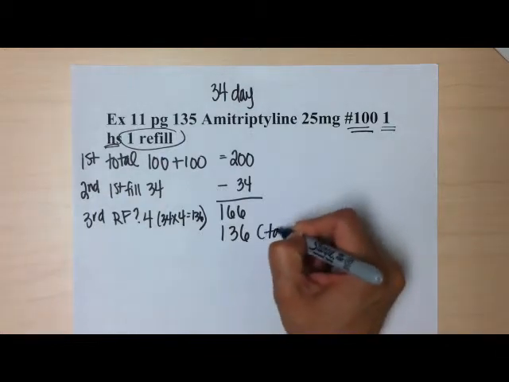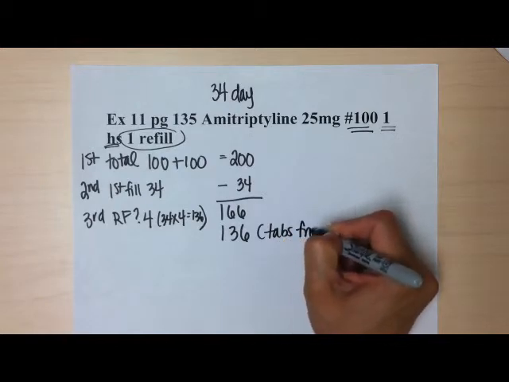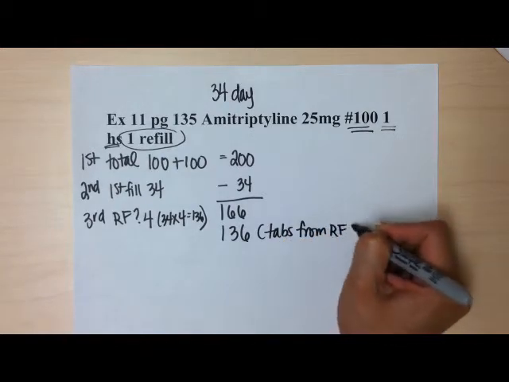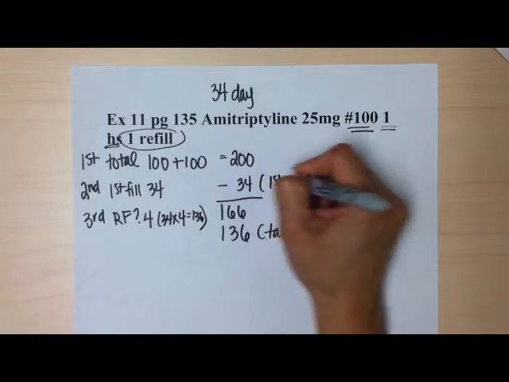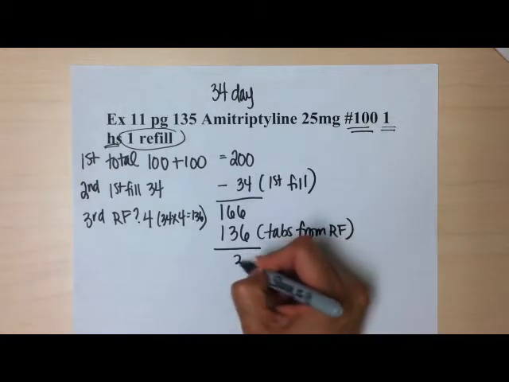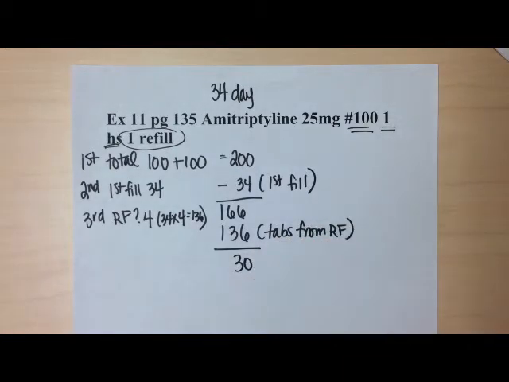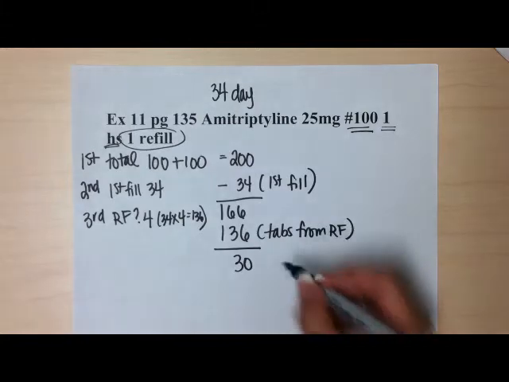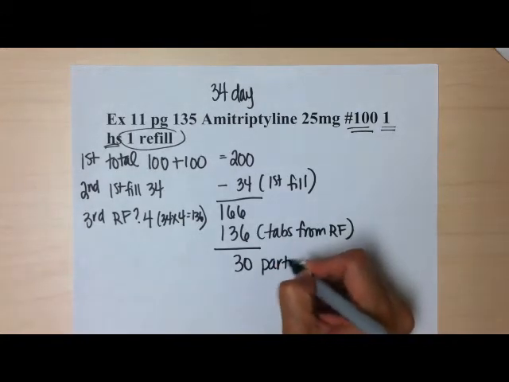I'll just put this as tabs from the refill. This was the first fill. So 166 minus 136. We still have some left over. You see, that's not entirely canceling out. We have 30 tablets remaining. Now, because each fill is 34 tablets, this 30 is actually considered a partial fill.